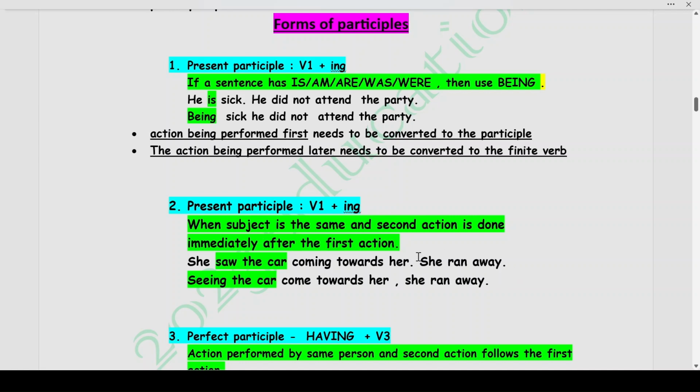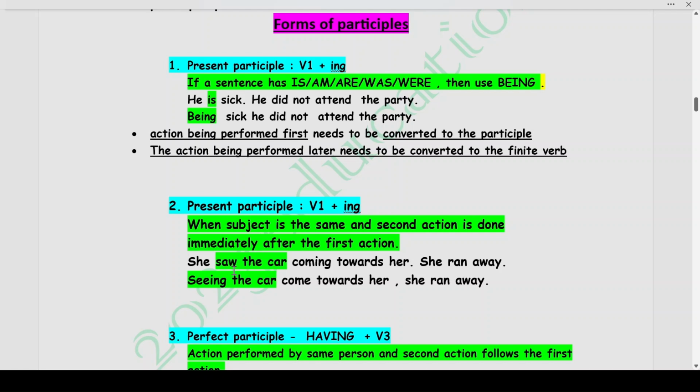So this is the second action which is taking place immediately after the action of the first sentence. Because she saw the car which is coming towards her and it could hit her, that is why she ran away. So this second action has taken place immediately after the first action. What is the first action? She saw the car coming towards her. What is the second action? She ran away. So the second action is happening immediately after the first action.